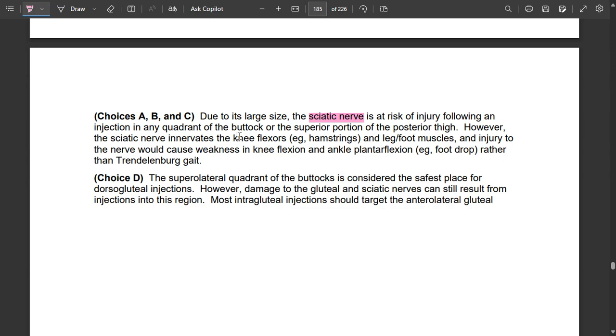So flexion of the knee will be impaired as well as plantar flexion of the foot. So foot drop will be seen. The superolateral quadrant of the buttock is considered the safest place for dorsal gluteal injections. However, damage to the gluteal and sciatic nerve can still result from this region.